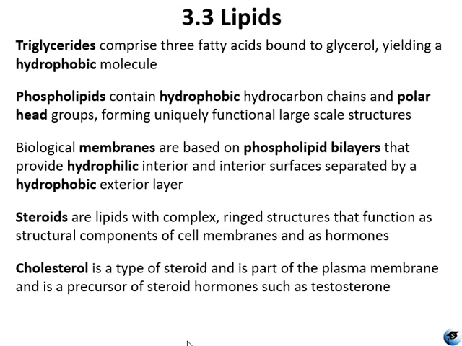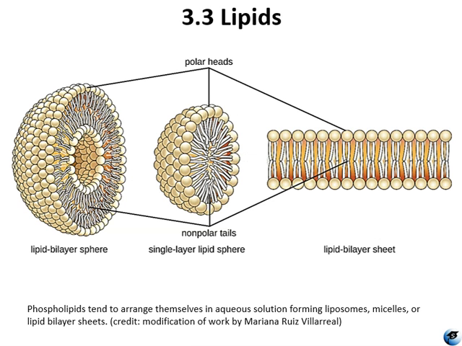Cholesterol is a type of steroid, and it's part of the plasma membrane, but in addition to that, cholesterol is a precursor of the steroid hormones such as testosterone. Phospholipids tend to arrange themselves in aqueous solution, forming liposomes, micelles, or lipid bilayer sheets. So again, the hydrophilic polar head group and the hydrophobic tails are depicted here.